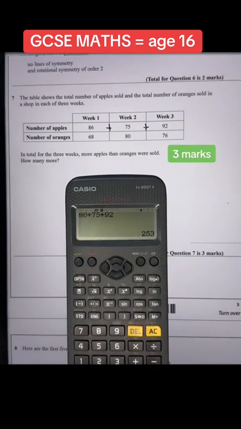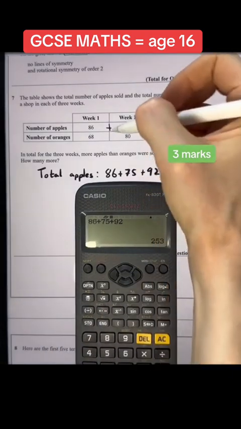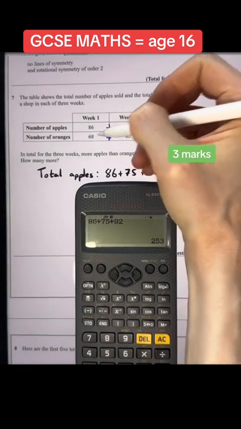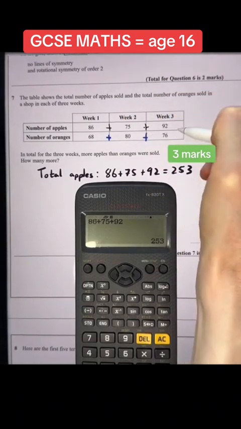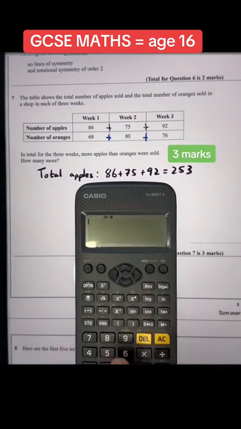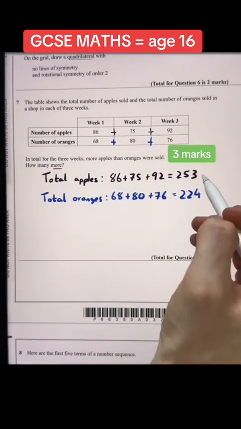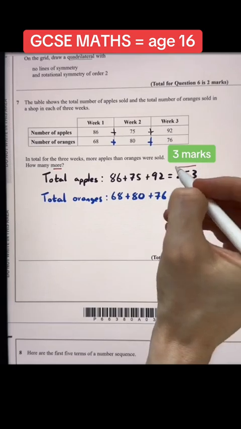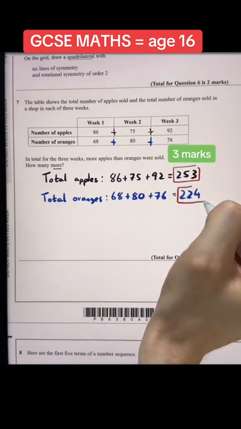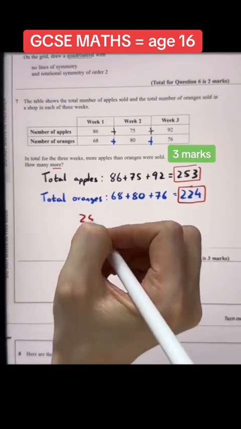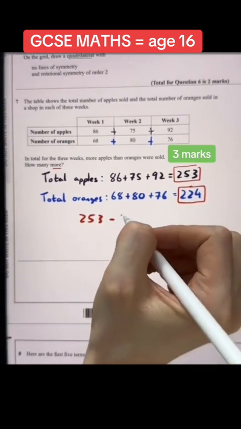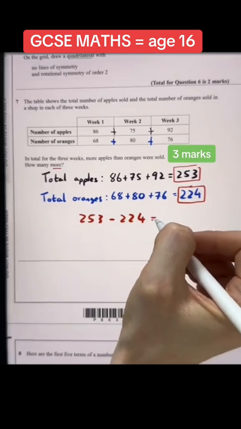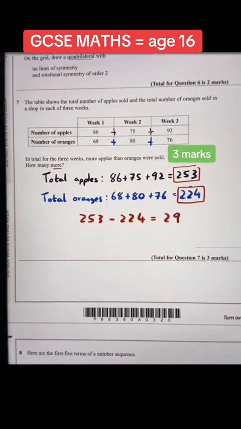Everything we put in the calculator, we must write down on our page. We're now going to total up the number of oranges sold by doing our 68 plus our 80 plus our 76. So in our calculator, we're going to do 68 plus 80 plus 76 and press equals. And that comes to 224. As we are asked to calculate the number of more apples were sold compared to oranges, we're now going to subtract our two numbers. So in this case, it could be the number of apples sold, which is 253. Subtract the number of oranges sold, that was 224. We can now type that into our calculator, and that gives us 29.